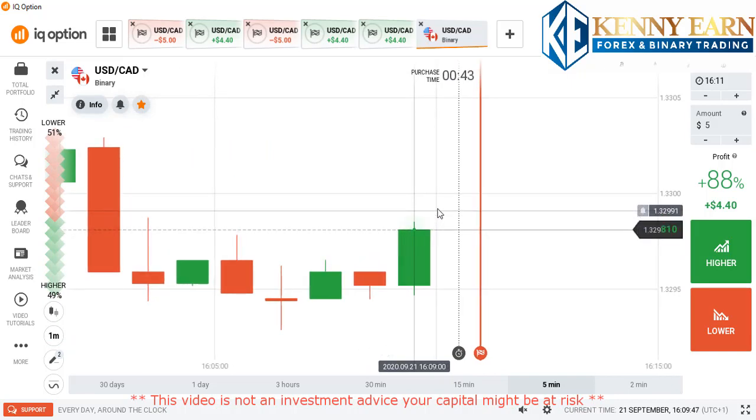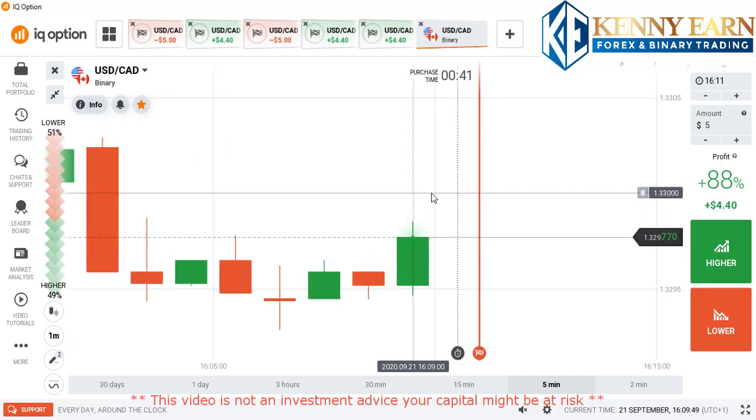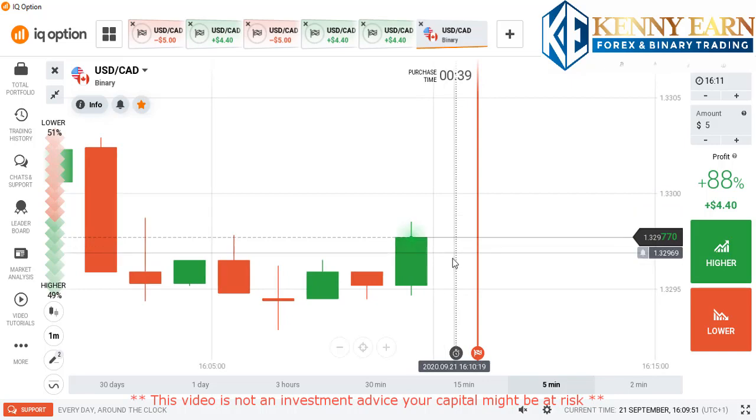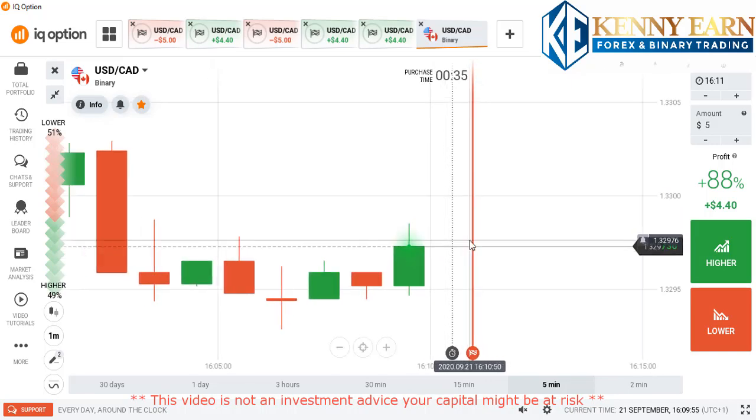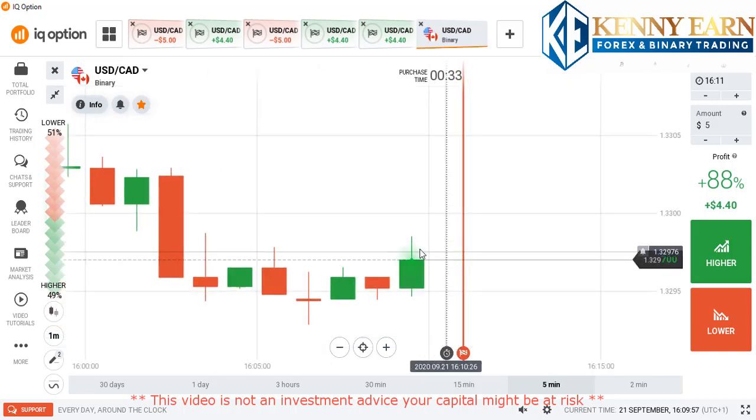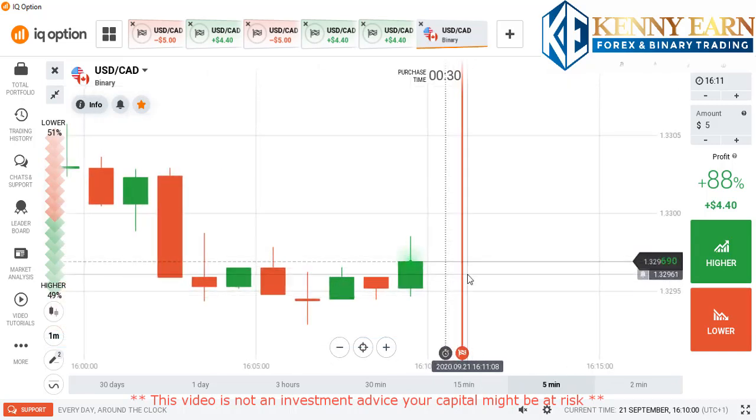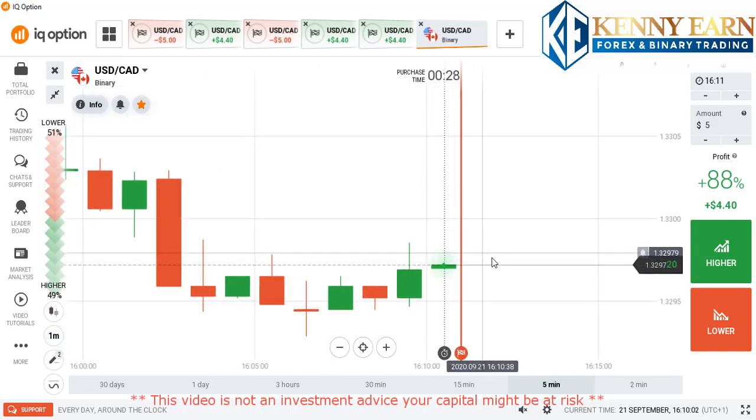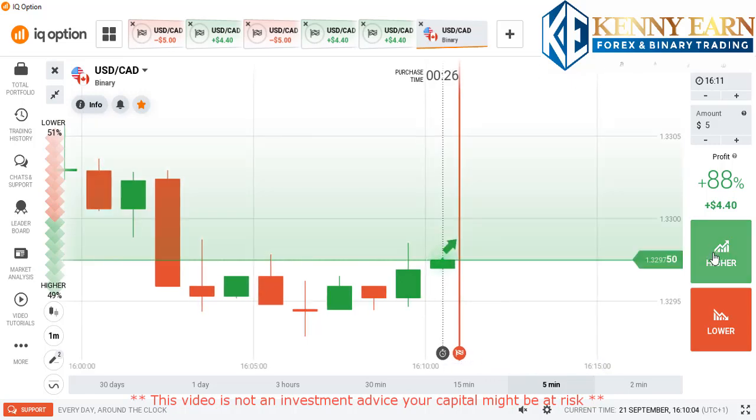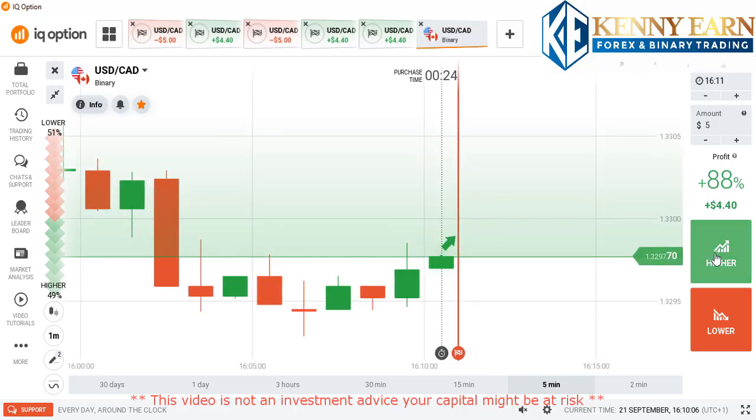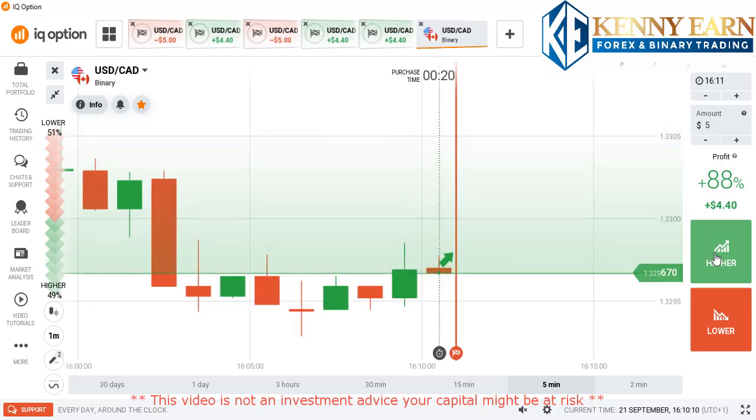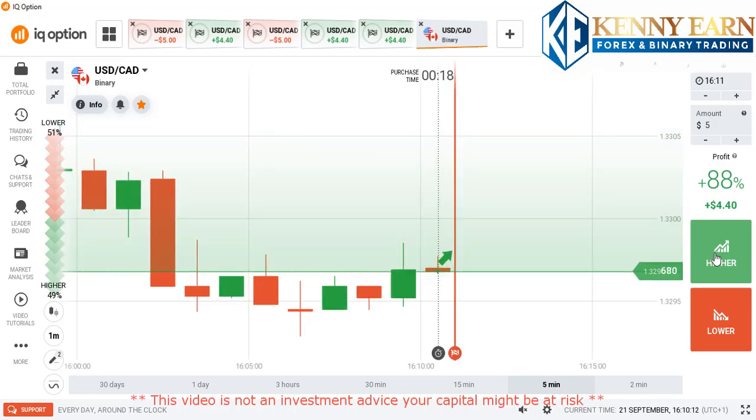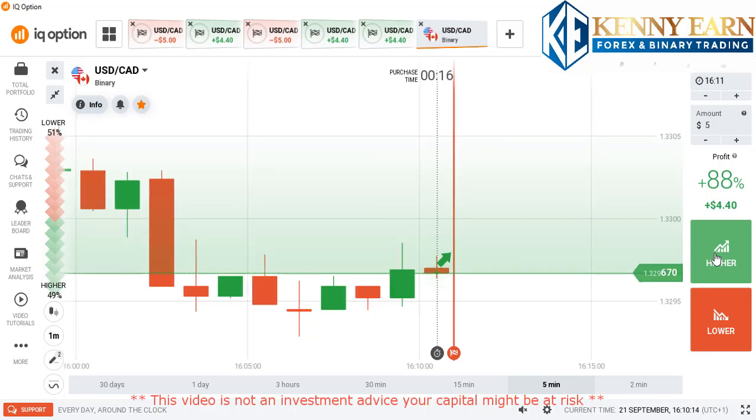Okay, you can still see some good buyer's entry, and I told you the market is aiming for that level. Okay, we are getting some strong rejection. Okay, strong rejections on this candle. I'll still go with the higher option.